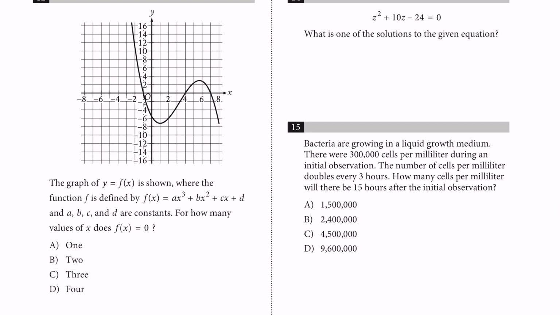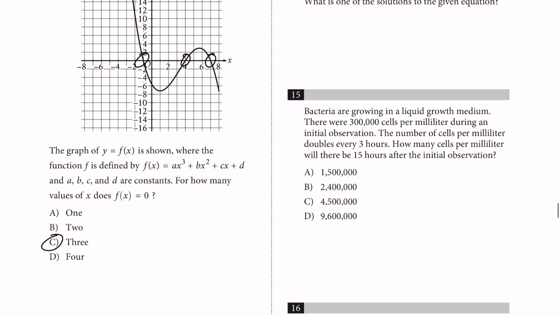The graph of y equals f of x is shown, where the function f is defined by f of x equals ax cubed plus bx squared plus cx plus d. A, b, c, and d are constants. For how many values of x does f of x equal 0? So all this is asking is how many times the function crosses the x-axis. And we can see it happens here, here, and here. So that's 3 times, so we're going to go with answer choice C.